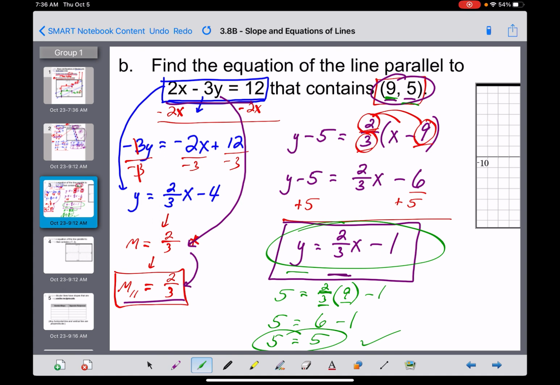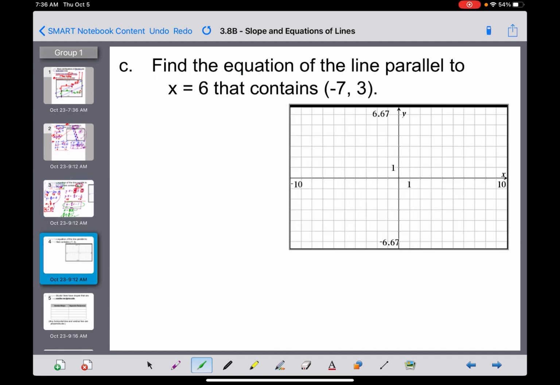Okay, so that's how we handle a problem like that, where the original equation was given to us not in slope-intercept form, but in standard form. And looks like I've got one more example for you right here, guys.